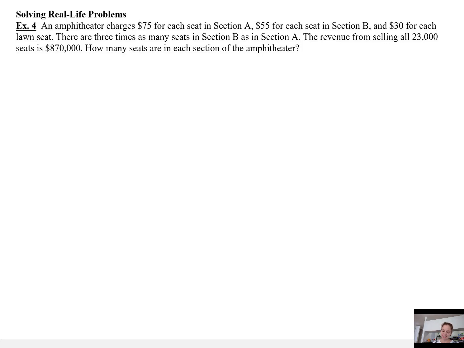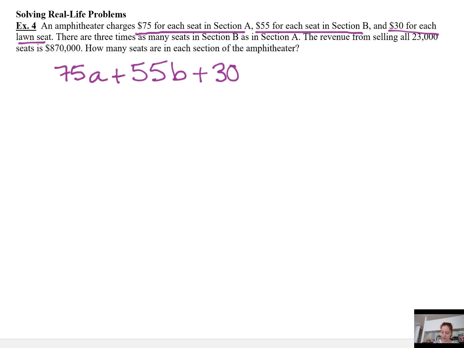Going over these sentences again, the amphitheater charges $75 for each seat in Section A. So I will write an equation that says $75 times A plus $55 for each seat in Section B plus $30 for each lawn seat. I can label that L. And I know that the total revenue from selling all their tickets was $870,000.